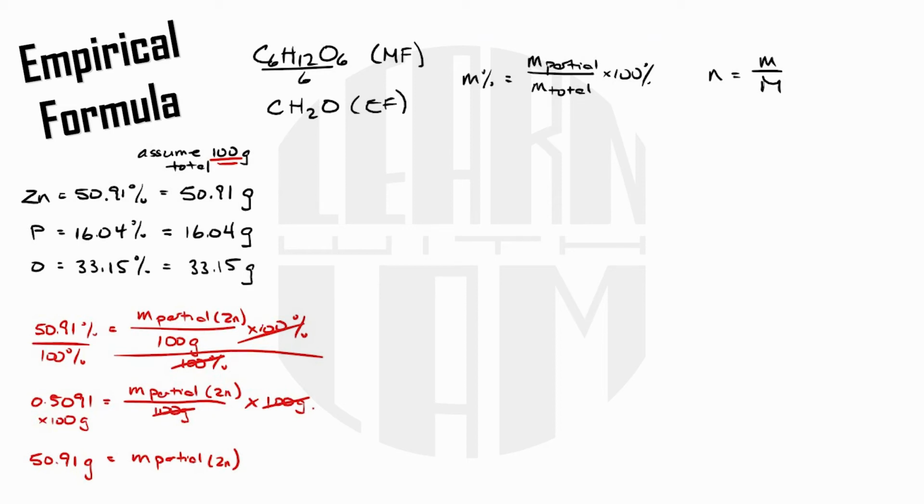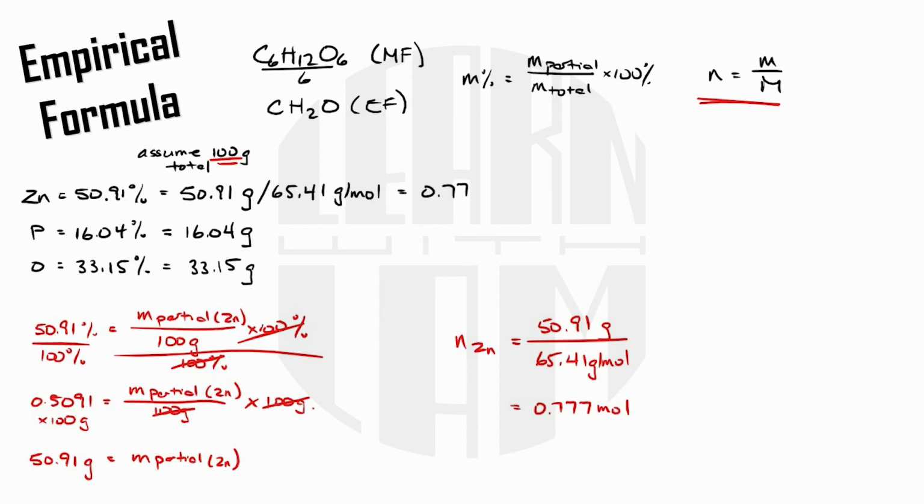I'll do another quick sample calculation here for zinc. If I want to find the moles of zinc, I'll use the mass to mole equation and substitute in my knowns. So moles of zinc equals 50.91 grams divided by the molar mass of zinc, which is 65.41 grams per mole. And that gives me 0.777 moles of zinc. Let me just write that again up here, and I'll do the same thing for phosphorus and oxygen. Do notice that I'm using the molar mass of each individual element here.